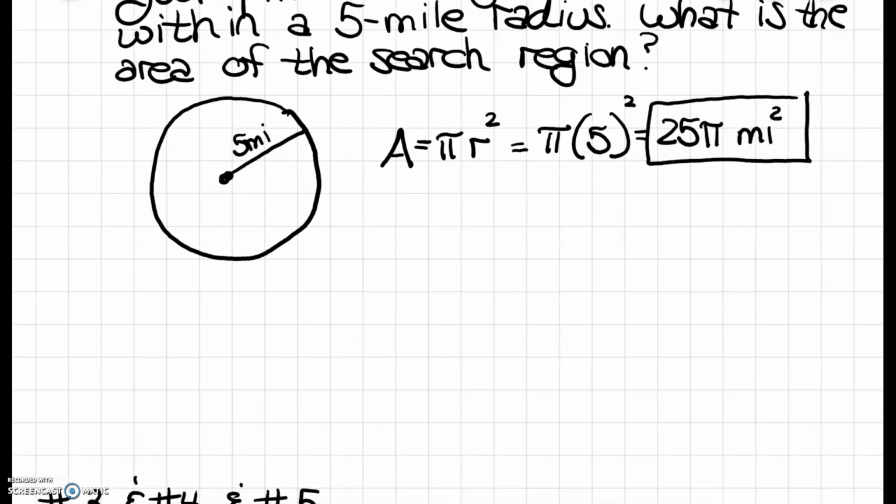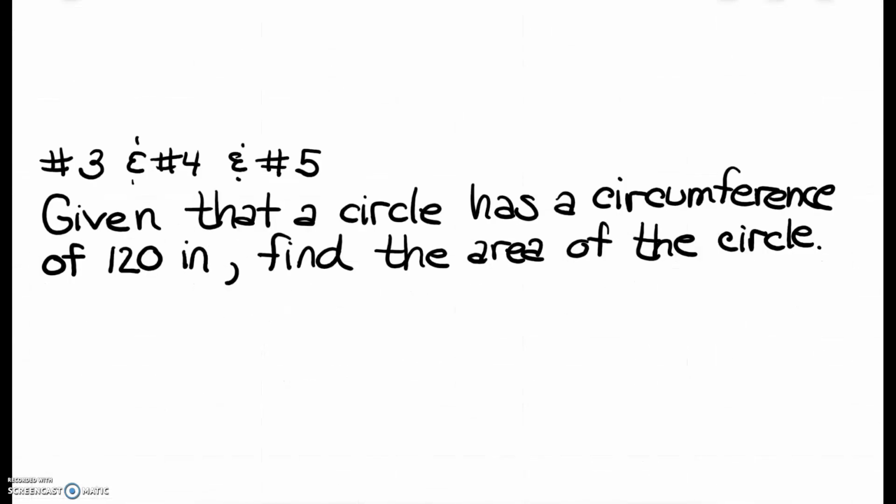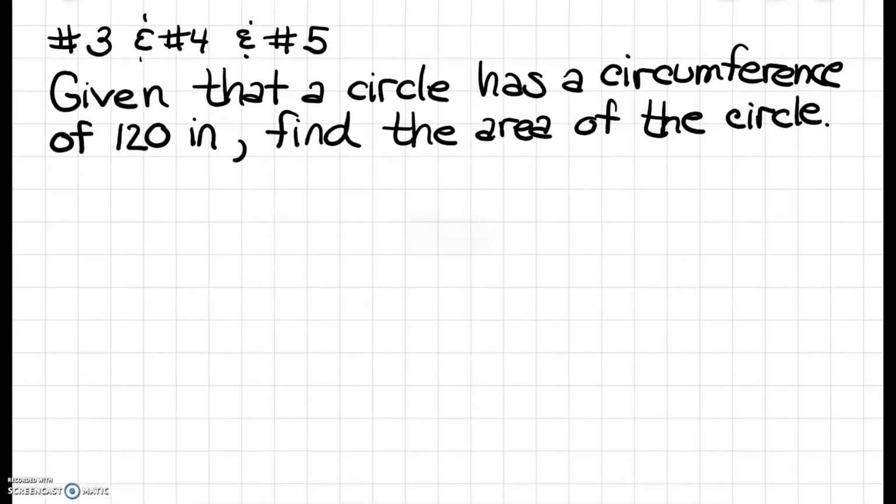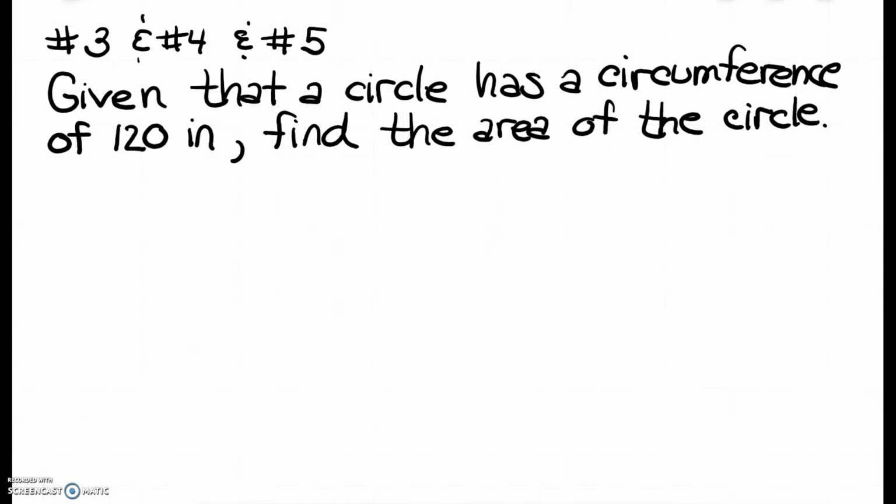All right, so problems number 3, 4, and 5 are probably the most complicated problems on your homework. In this problem it says, given that a circle has a circumference of 120 inches, find the area of the circle. You're not given the radius, you're not given the diameter, and you're being asked to find the area of a circle. So how do you find the area of a circle if you're given the circumference?